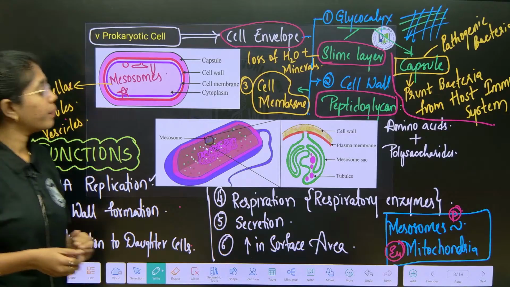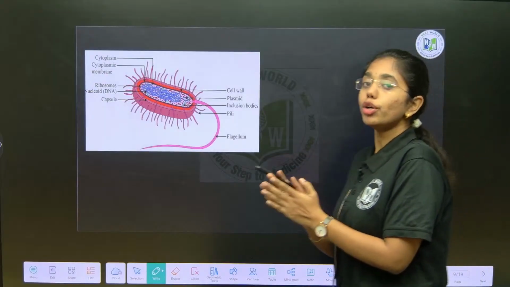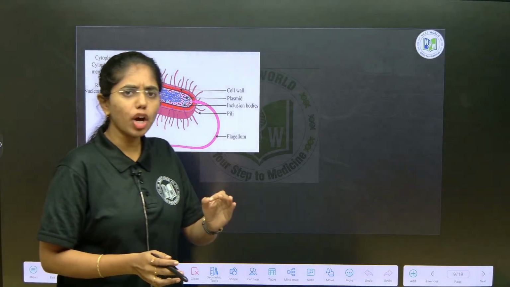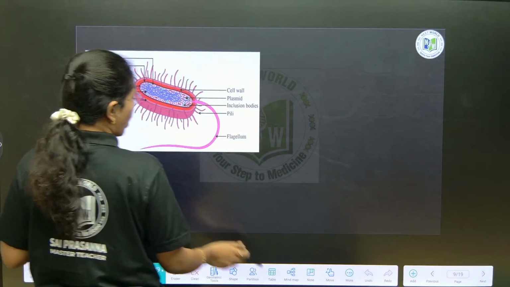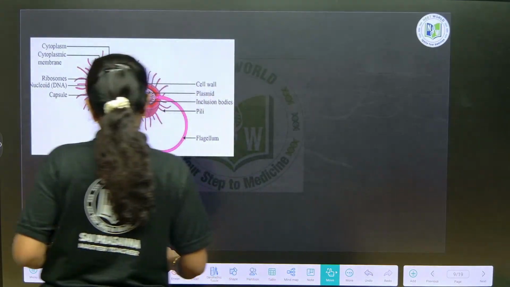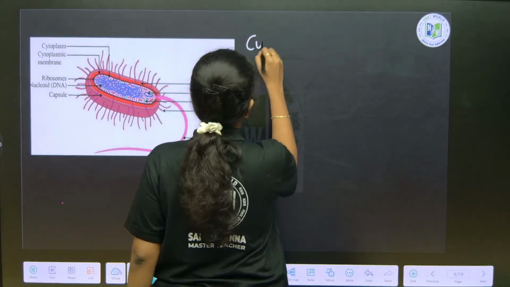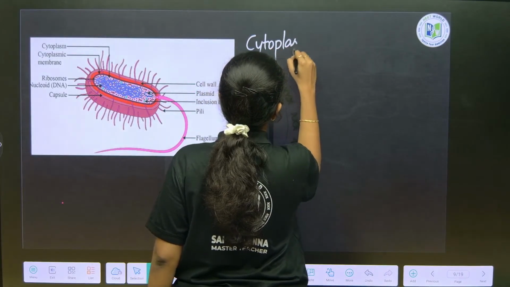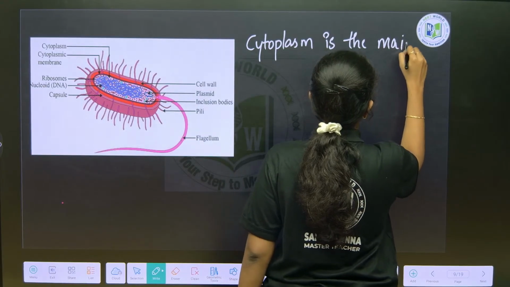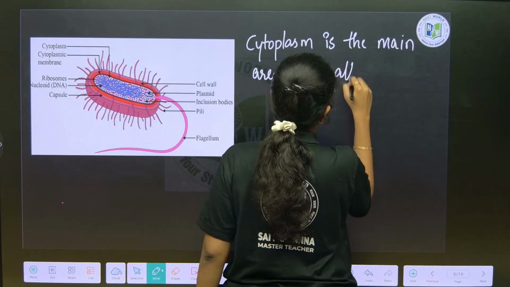Clear till here? Here we go. Next is about the cytoplasm. When you look into the cytoplasm of a prokaryotic cell, the cytoplasm is the main arena of all the cellular activities. What does this mean? Inside the cytoplasm only, all the cellular activities will take place. That is a major statement, just look into it. Cytoplasm is the main arena of all cellular activities.